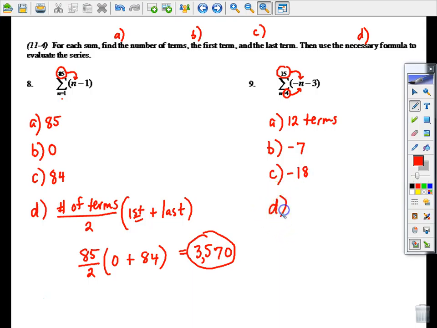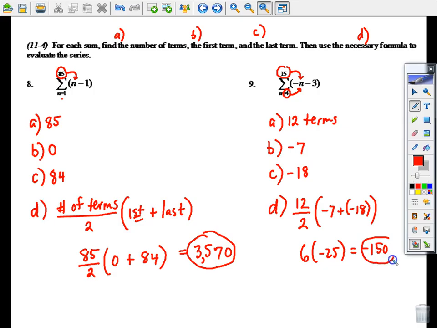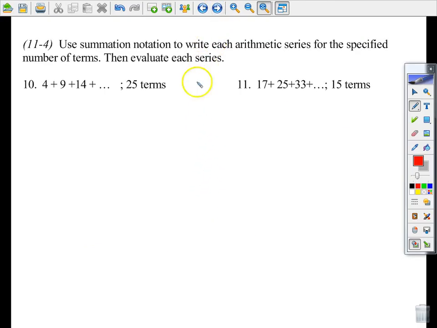And then we're going to use this same formula that we used over here. Number of terms divided by 2 times the first term plus the last term. And we end up with 6 times negative 25, which is negative 150. All right, so far so good. We're moving right along. Let's see what number 10 and 11 look like.